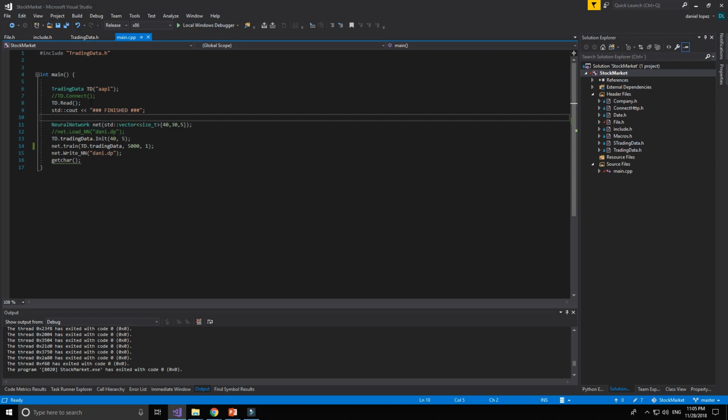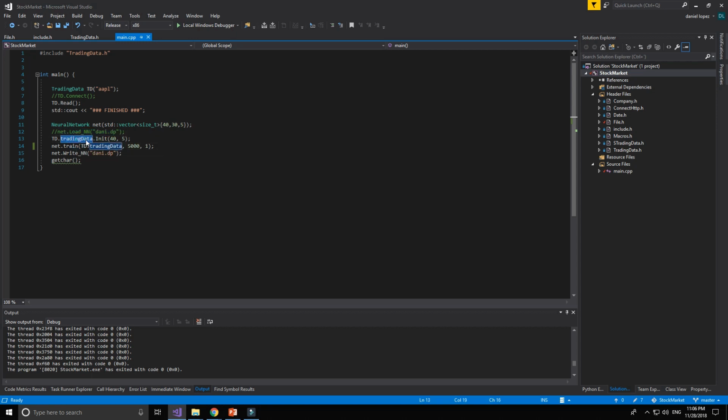This is the main class, the main CPP. You can see we create a trading data instance. We can connect that. This means that it updates all the information in our database. We don't want to update it now, but you will see later. We read the data, and we now create the neural net structure. We can load a previous model. Now we are not going to use a previous one.